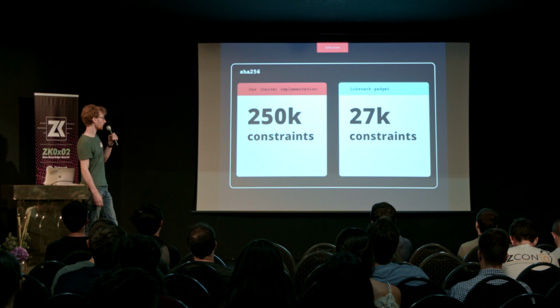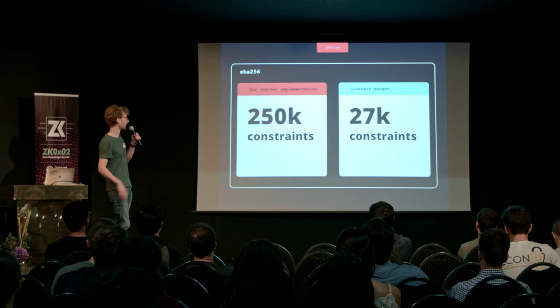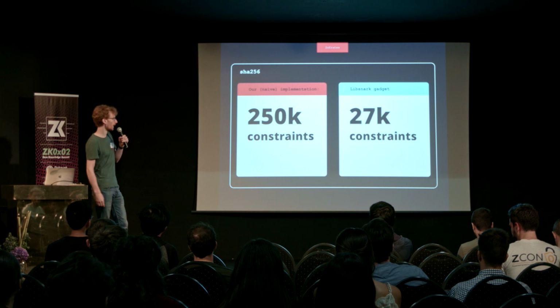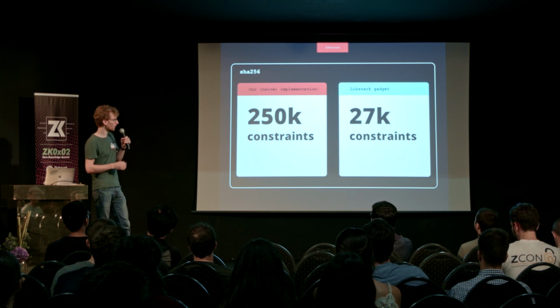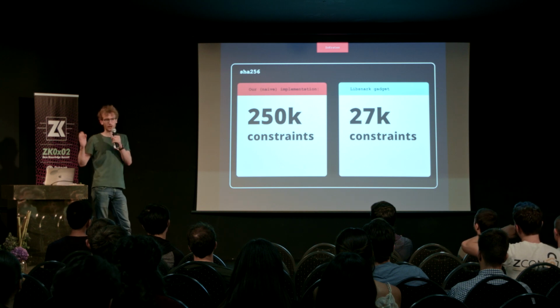So as you can see, our kind of naive implementation has 250,000 constraints. And in the case of those systems, the more constraints you have, the less efficient your system is. Because if you have a lot of constraints, it's going to take a lot of time for the prover to generate the proof, and for the setup as well to be executed. Whereas LibSNARK gadgets, which is the kind of library that most developers use currently, has an implementation of SHA-256 in just 27,000 constraints. So of course, our implementation is very naive, and we could have more optimizations.